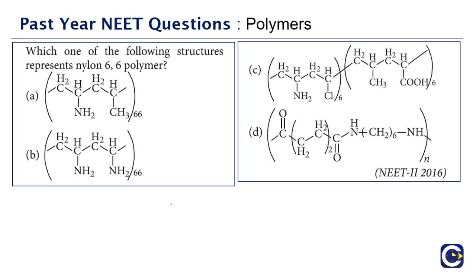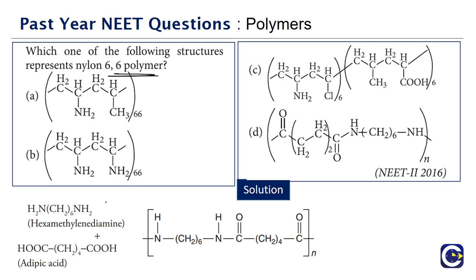Next we have a straight question based on the structure of nylon 6,6. So we see that repeatedly we have got questions based on either asking about the monomer to corresponding polymer linkage or the shape or structure of the polymers. So what is nylon 6,6? It is formed from the two monomers, each of them having 6 carbons. One is hexamethylene diamine, which has got 6 carbons, and adipic acid.